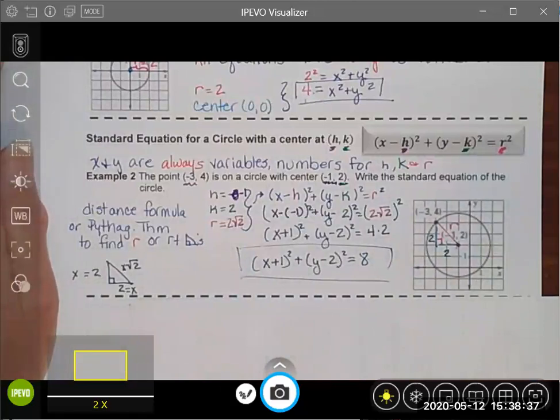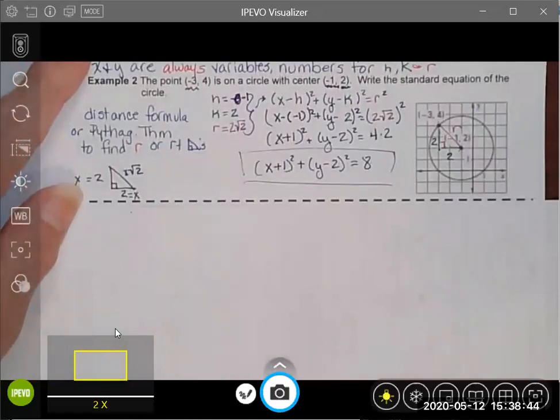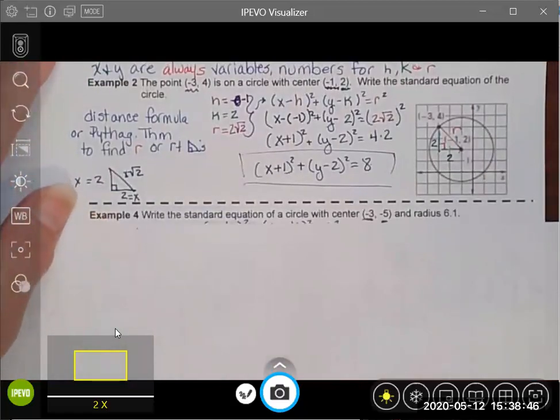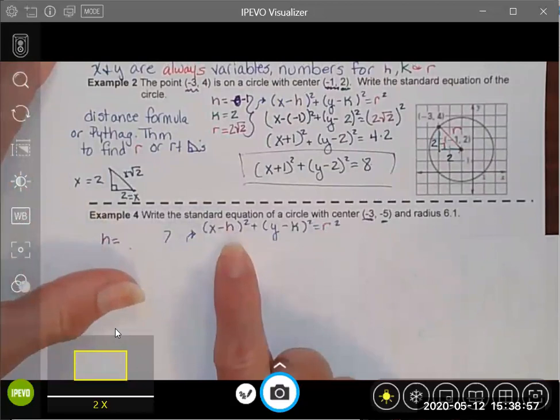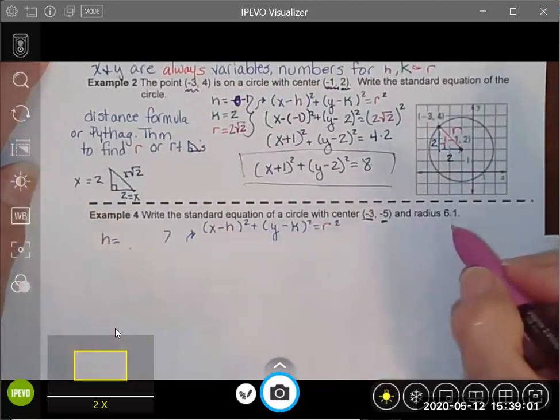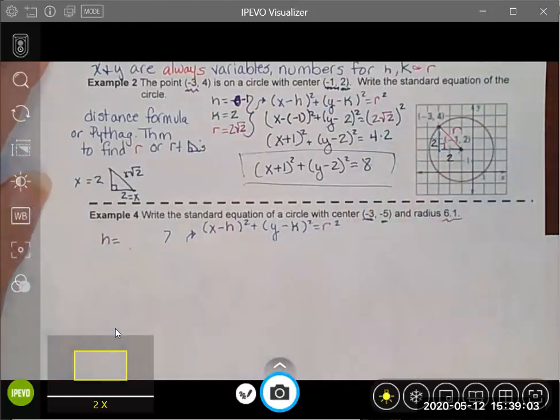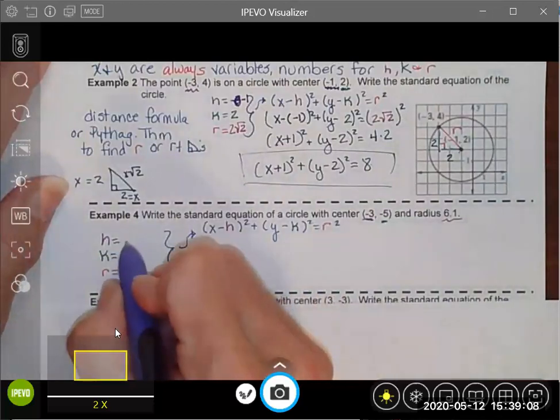All right, I promised this was a little bit more complex. I'm not going to show you the whole of example 4 because everything you need is already given to you. There's not a lot of complexity here. It's just an exercise in substitution. I always start with my formula. I need to identify the h value of the center, the k value of the center, and my radius. And in this particular problem, I was given all of those numbers. So my h value in this case is -3.